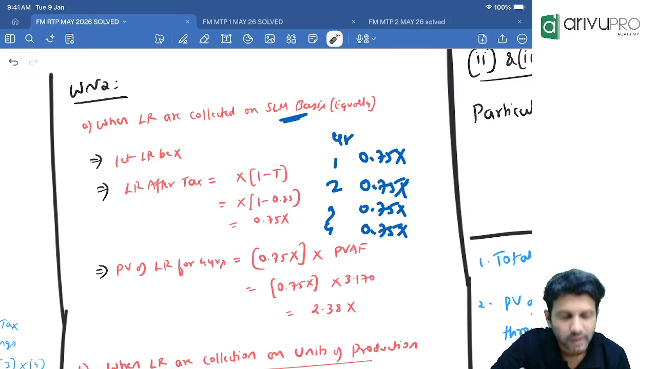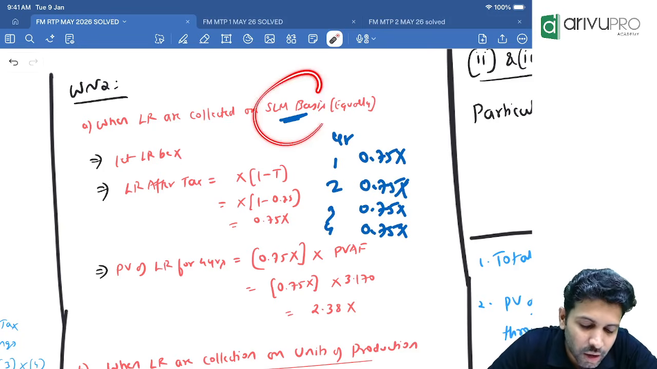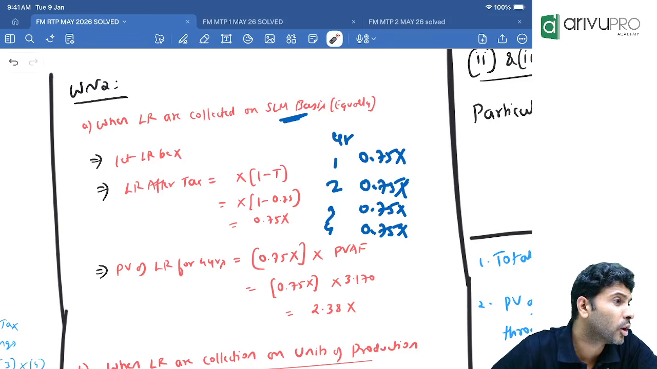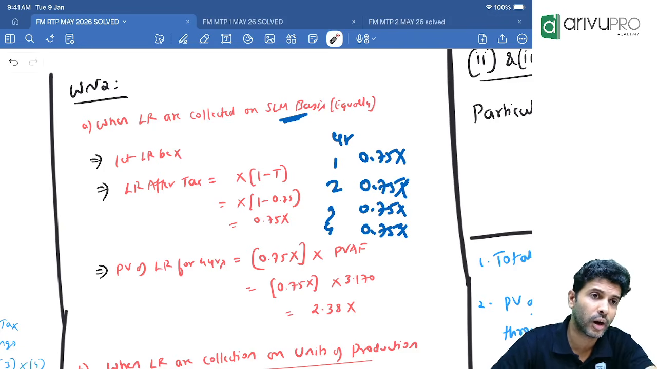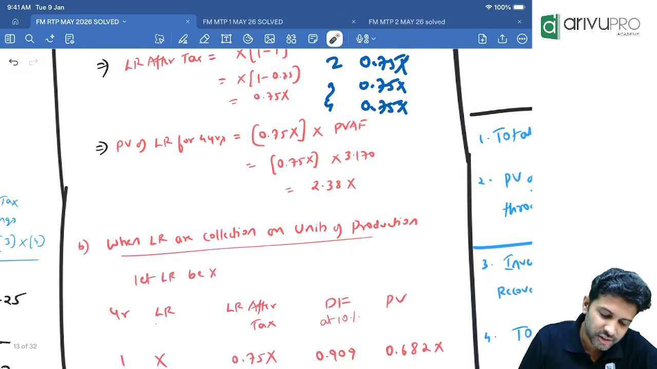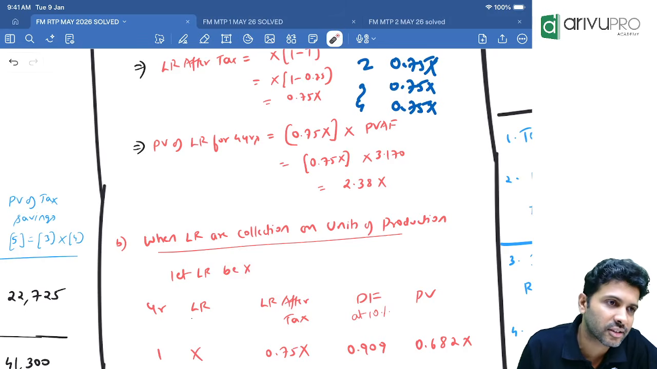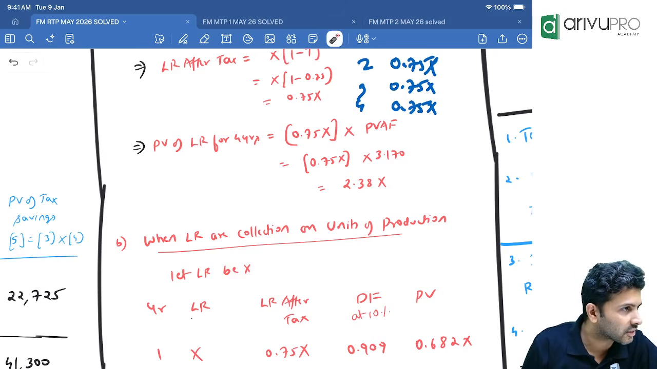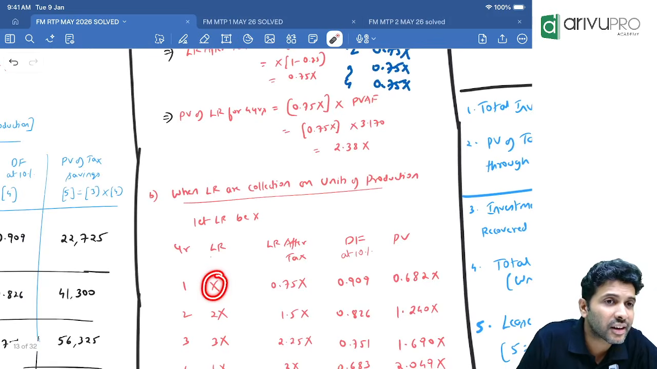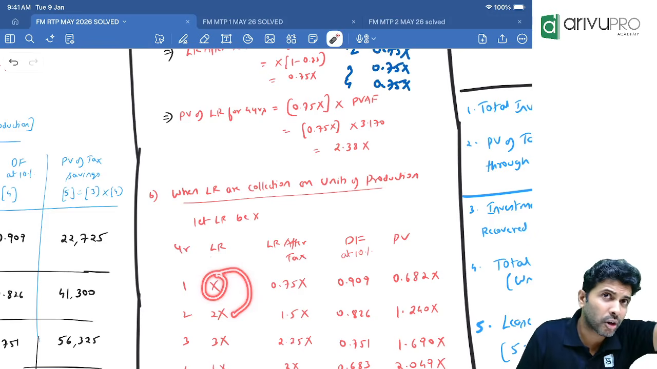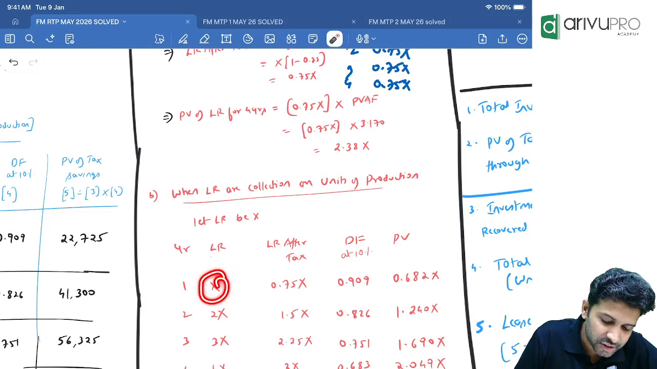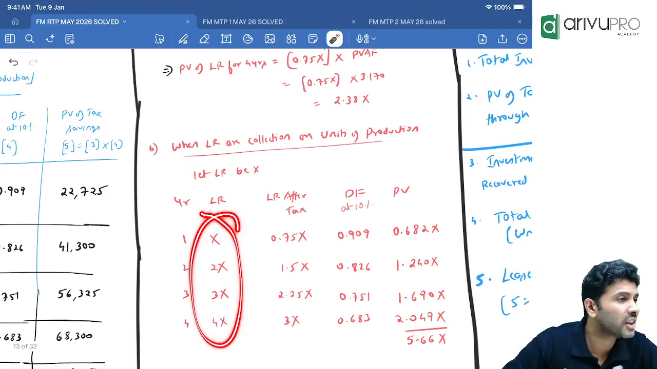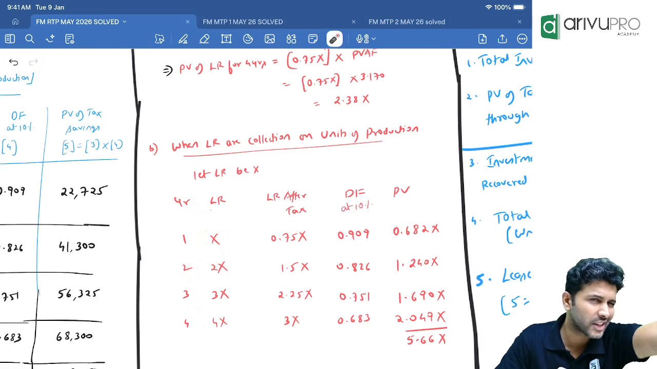This is good. Next, this was charging lease rental on SLM basis. Is that the only option, or is units of production also there? Units of production is also there. What is the ratio of units of production? 1, 2, 3, 4. That means if the first year lease rental is X, the next year it will be 2X, then 3X, then 4X. Is this number the same every year or changing every year?